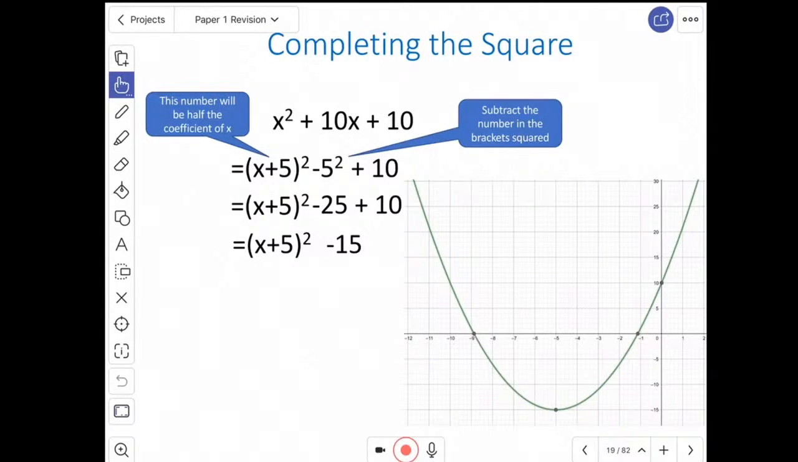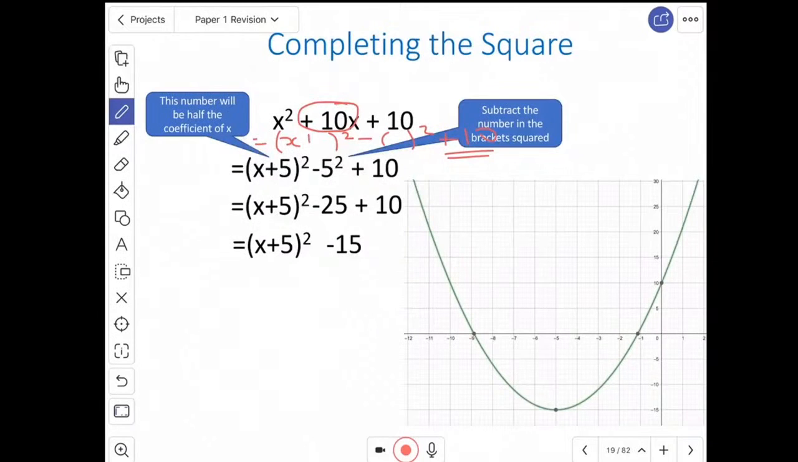For anyone who's forgotten how to do completing the square, let me talk you through it first. I always get my students to set it up like this. You'll write a bracket squared minus something squared, and then plus 10, so whatever the constant is at the end, you just write down straight away. Then you put the x in here because that's part of your perfect square. Then you take the coefficient of x and you half it.